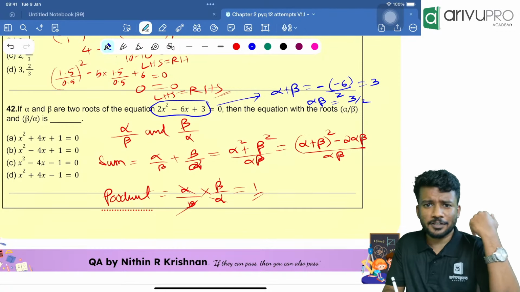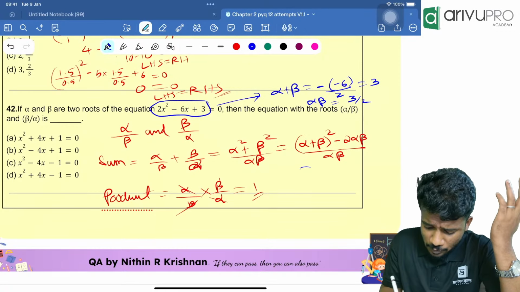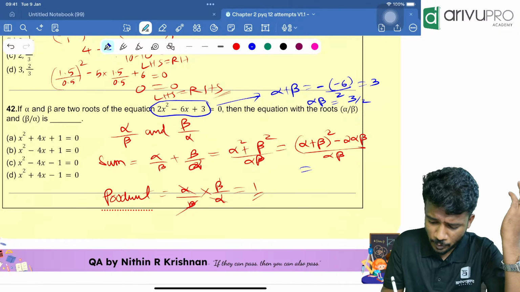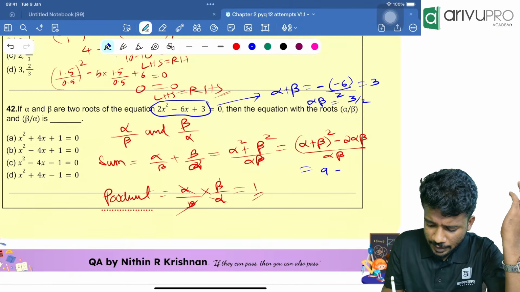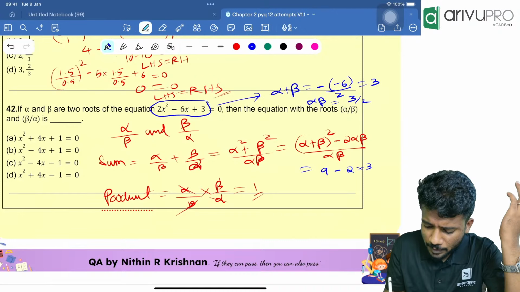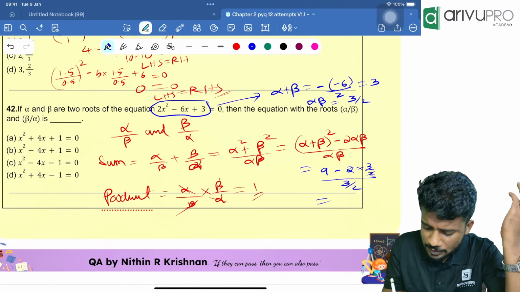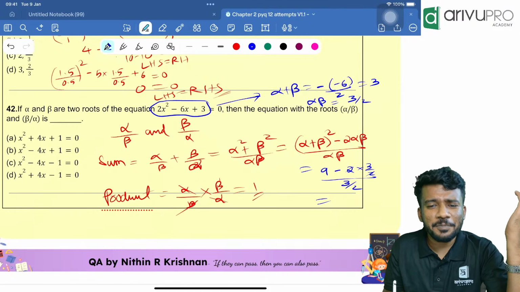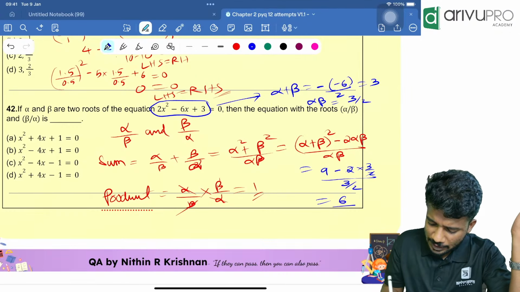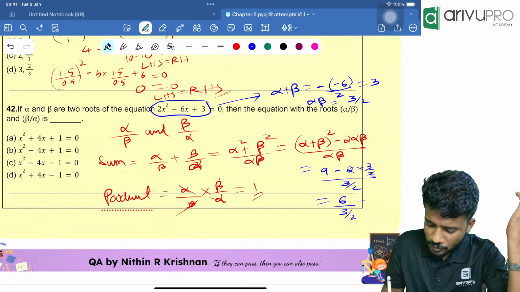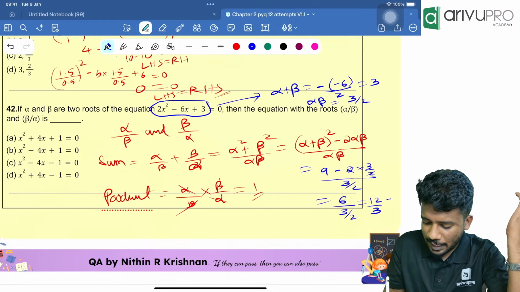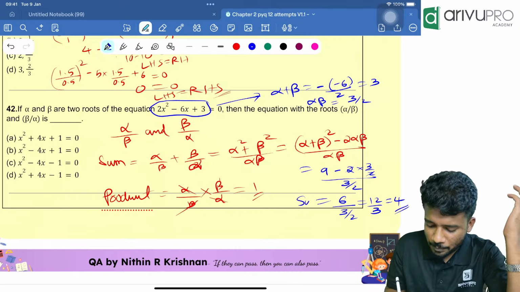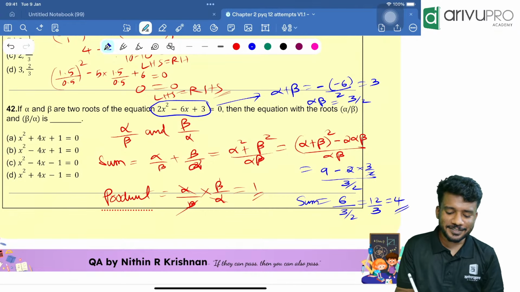Substitute and get the answer, come on, you can do it. Which is equal to what? Alpha plus beta the whole square, that is 3 square, that is 9, minus 2 into 3 by 2, that is cancel, divided by 3 by 2. That is how much? 9 minus 3 is what? 9 minus 3 is 6 divided by 3 by 2, which is equal to 12 by 3. Answer is what? 4. So sum is equal to 4, people. Product is equal to 1.